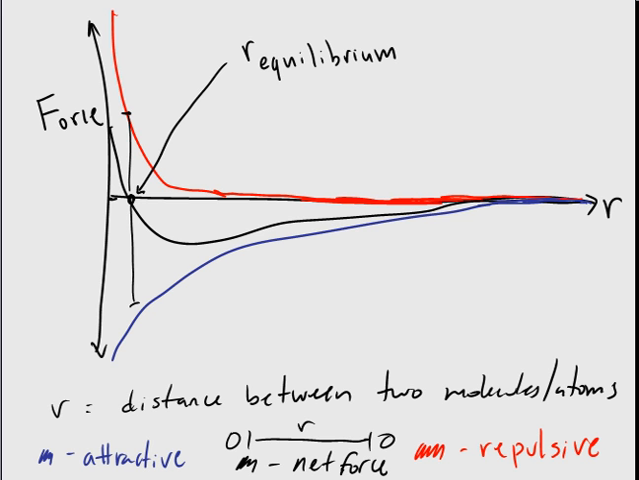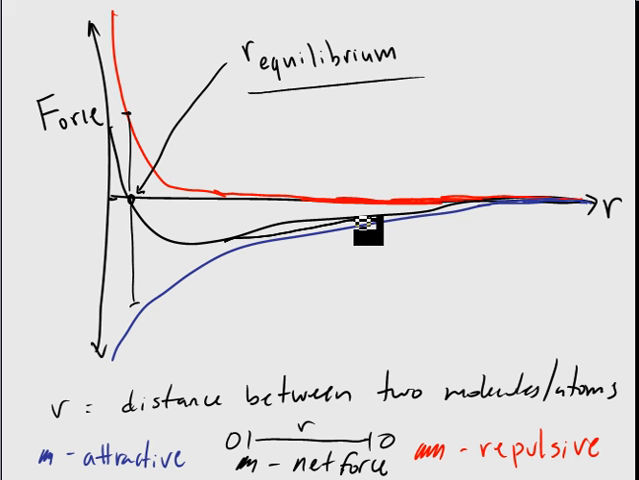and that was when the net force, so it's the attractive plus the repulsive, canceled out. So the force that was pulling the two molecules together was exactly the same as the force pushing them away from each other. And that happened at a distance that I'm going to call the equilibrium distance, or R equilibrium. So now let's also think about potential energy on this graph.